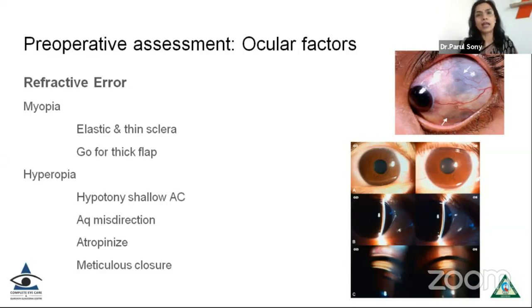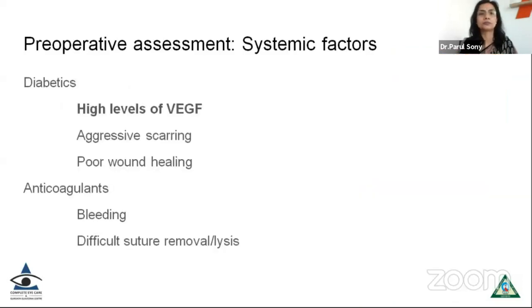On the other hand, if you have a hyperope in whom you have to do a filtering surgery, you have to be careful that they have a higher incidence of shallow anterior chamber postoperatively. More hypotony is expected, and therefore it's a good idea to atropinize these patients at the end of the surgery and aim for a meticulous conjunctival and scleral flap closure.